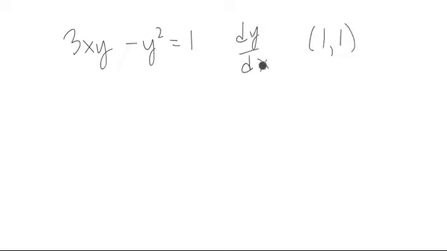Let's look at another example of implicit differentiation. 3xy minus y squared is equal to 1. And let's take a look at the slope dy dx of this curve at the point (1, 1).